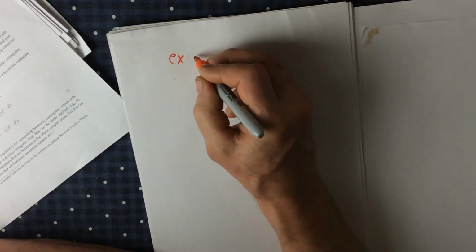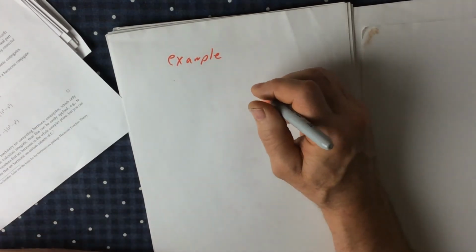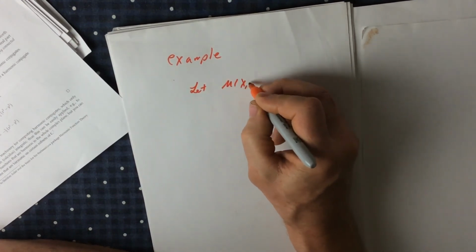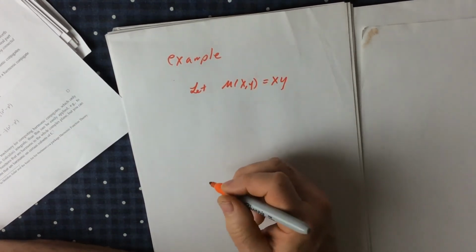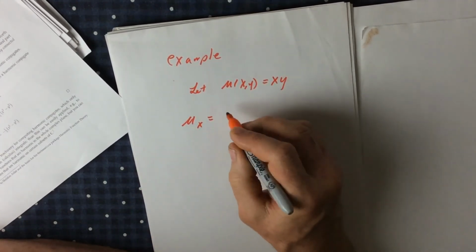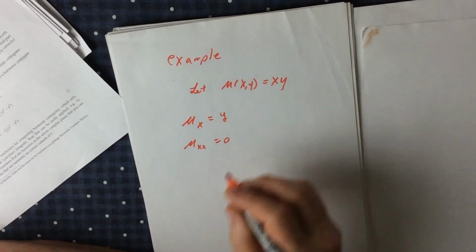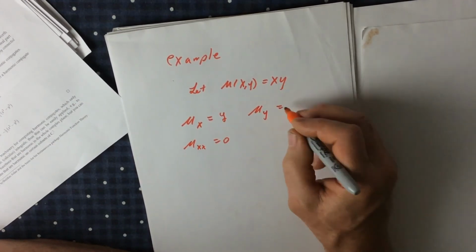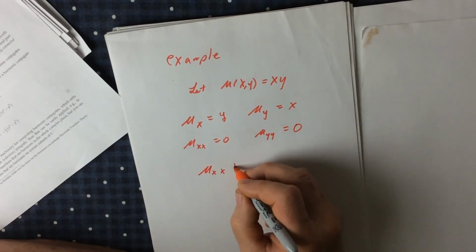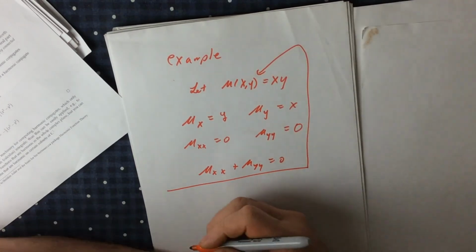So let's begin with that. Let's do an example of where a harmonic function comes from a holomorphic function by just stating the harmonic piece. So let mu of xy equal xy. Let's check something about it. Mu sub x is nothing more than the x derivative of this, which is y. Therefore, mu sub xx is equal to 0. Mu sub y is x. Therefore, mu sub yy equals 0. Therefore, mu sub xx plus mu sub yy equals 0. So we have a harmonic function.